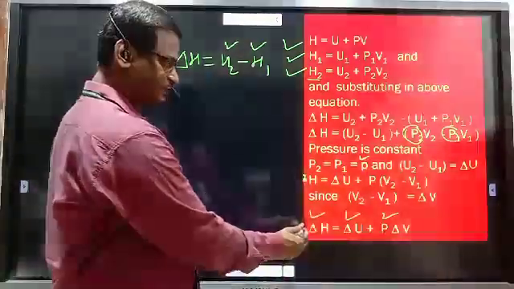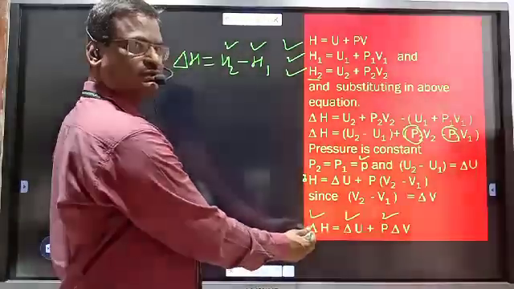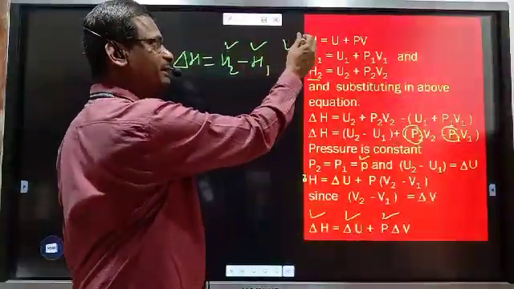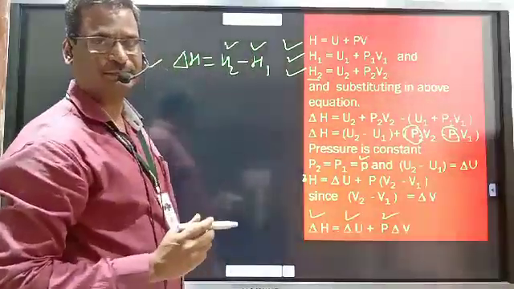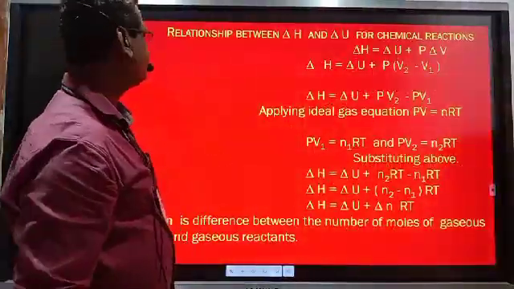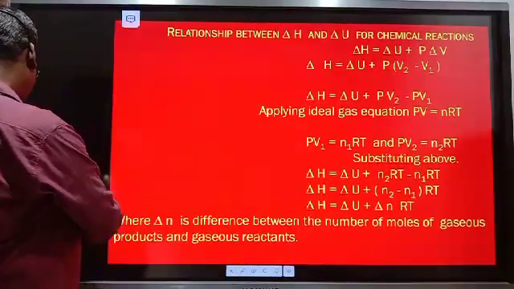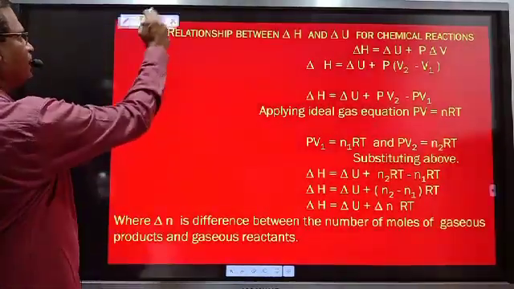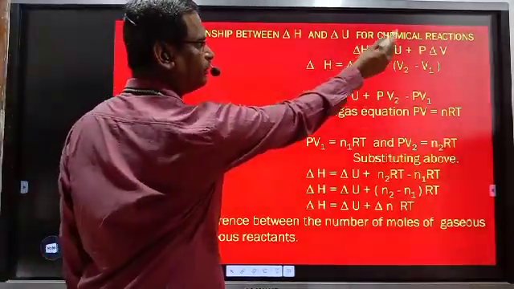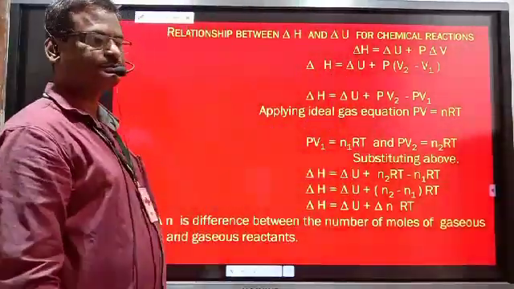So this is the expression for enthalpy change during a process, and this is the expression for enthalpy in the absolute state of the system, and that is used to study the relationship between enthalpy change at constant pressure and at constant volume. Relationship between delta H and delta U for chemical reactions.